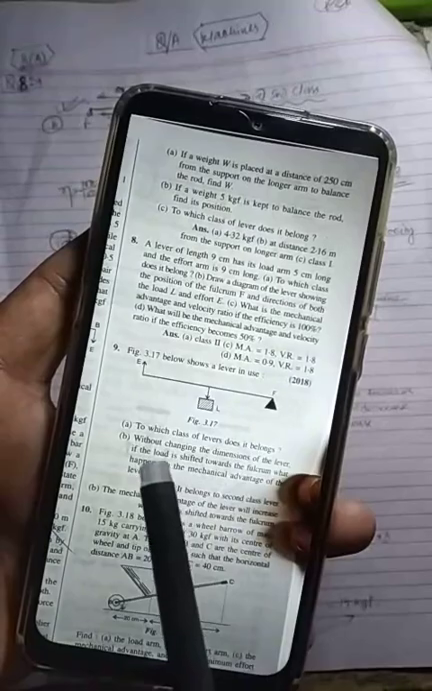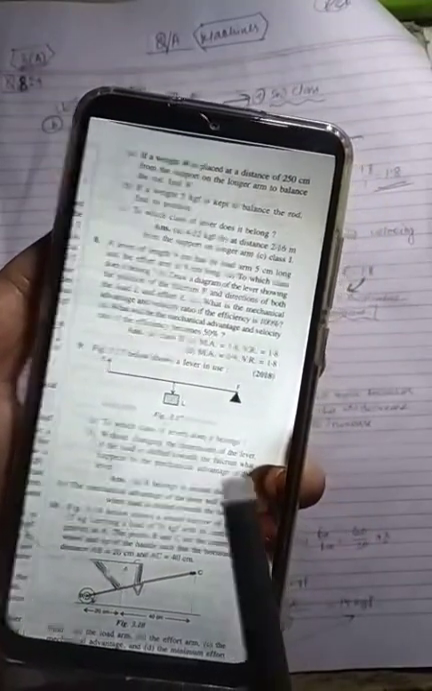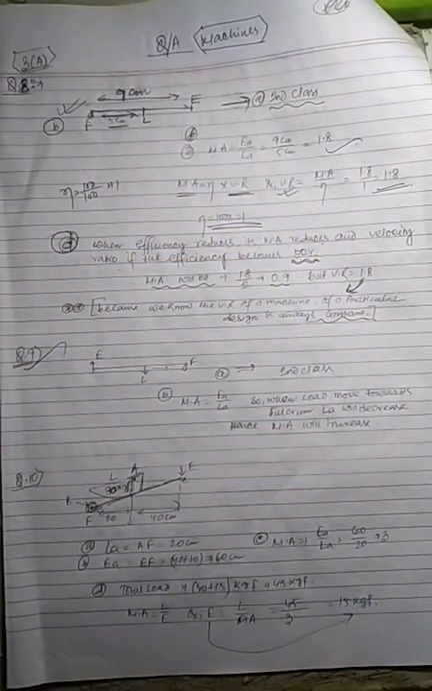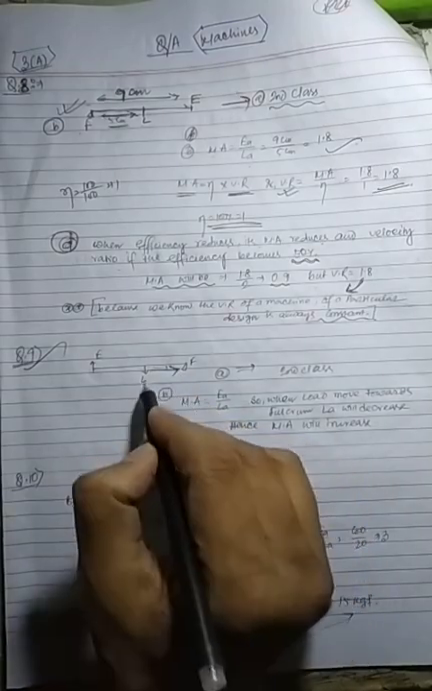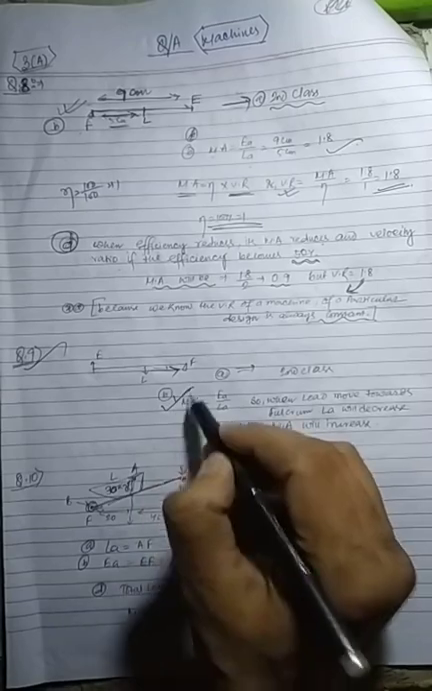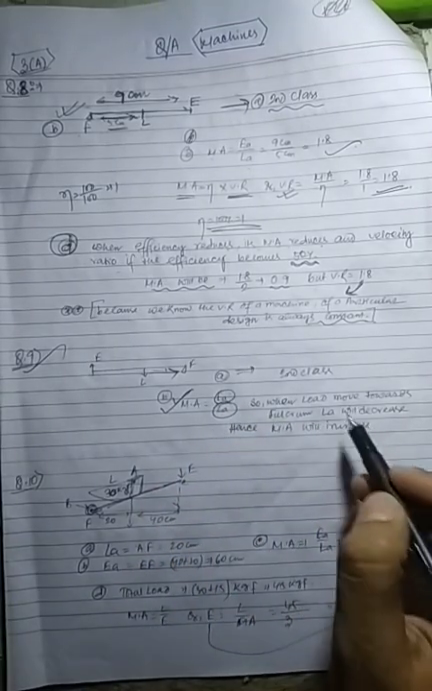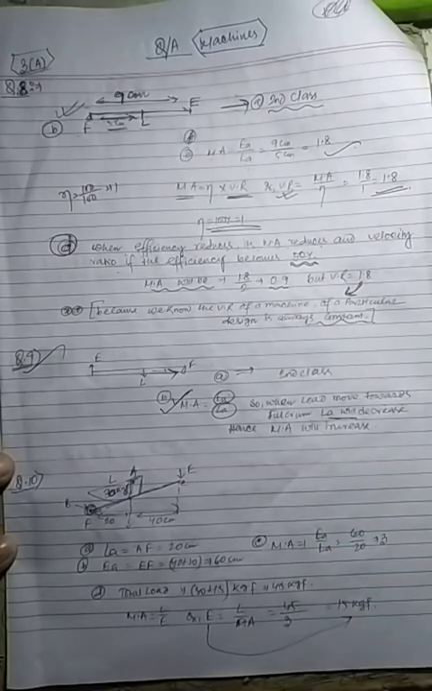Which class, that is second class, without changing the dimension of the lever bar, if the load shifts towards the fulcrum? Means the load shifts towards the fulcrum. If the load shifts that side, the load arm will be lesser. Mechanical advantage is equal to effort arm by load arm. So when the load moves towards the fulcrum, LA, the load arm, will decrease.